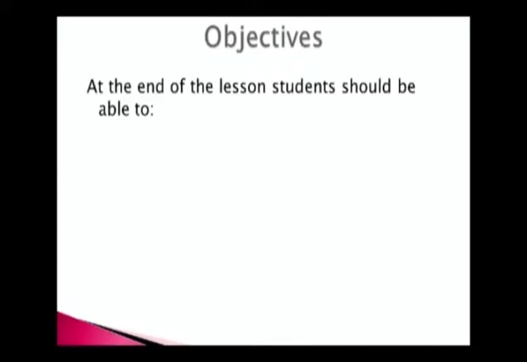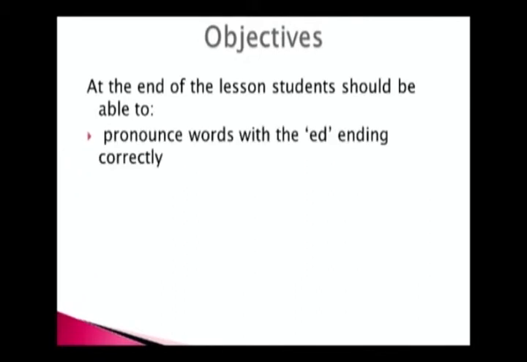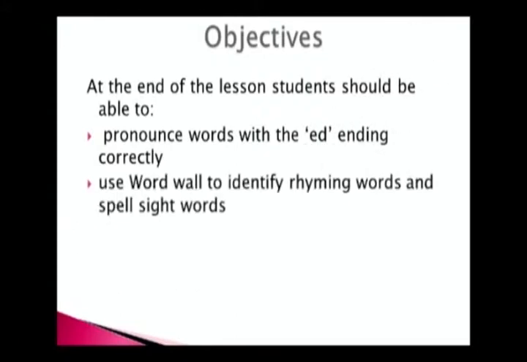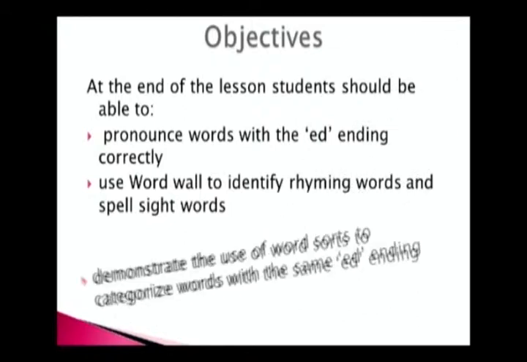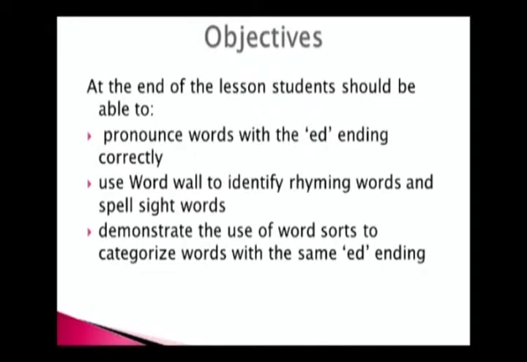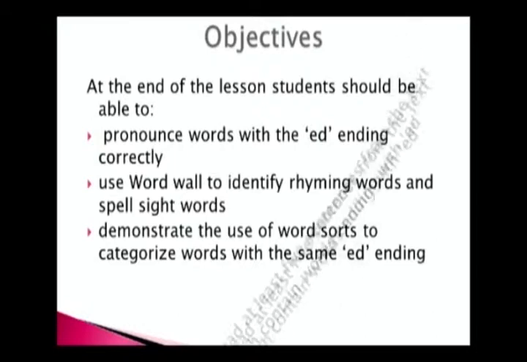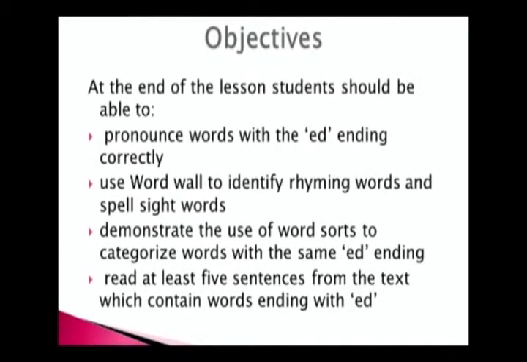Let us look at our objectives for today. At the end of the lesson, students should be able to: 1. Pronounce words with the ed ending correctly. 2. Use the word wall to identify rhyming words and spell sight words. 3. Demonstrate the use of word sorts to categorize words with the same ed ending. And 4. Read at least 5 sentences from the text which contain words ending with ed.